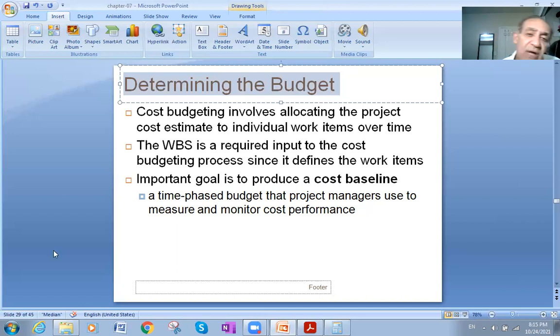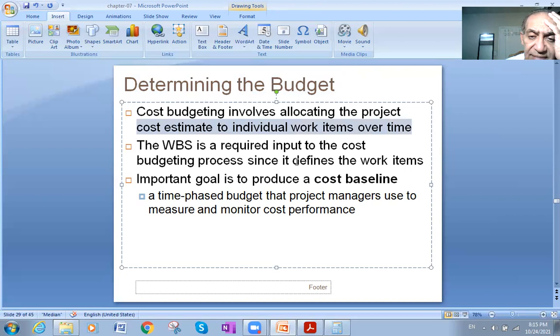Okay, let's see now how we will determine the budgets. Cost budgeting involves allocating the project cost estimates to individual work items over time. The work breakdown structure is also a required input to the cost budgeting process since it defines the work items. An important goal is to produce a cost baseline, a time-phased budget that project managers use to measure and monitor cost performance.